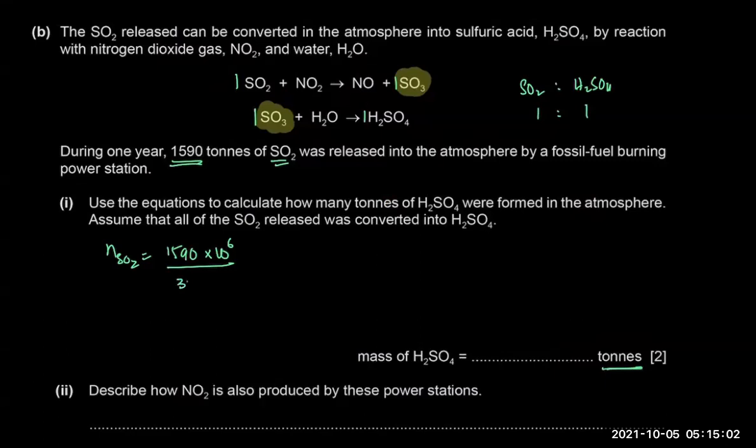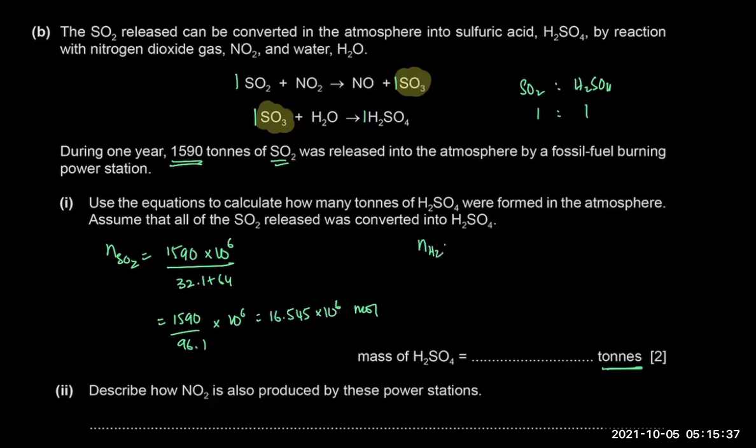And what is the mass of SO2? 32.1 plus 64. So 1590 divided by 96, what is it, 96.1. How many moles? 16.545 times 10 to the power of 6 grams of SO2. Oh, sorry, what am I saying, grams? Moles of SO2. Right? So then we can say that the number of moles of H2SO4 is the same.